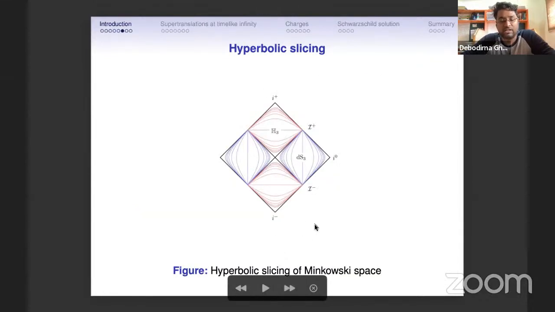So to understand what the tau equals constant slicings are, I draw this Penrose diagram of Minkowski space, where scri plus and scri minus are the future and past null infinities, I plus and I minus are the time like infinities, and I0 is the spatial infinity. So here both the red and blue lines correspond to tau equals constant slices. We are only interested in these red slices because on these red slices tau squared is greater than 0, and these red slices correspond to this Euclidean AdS3 hyperboloid.